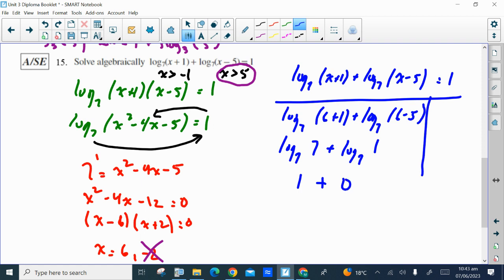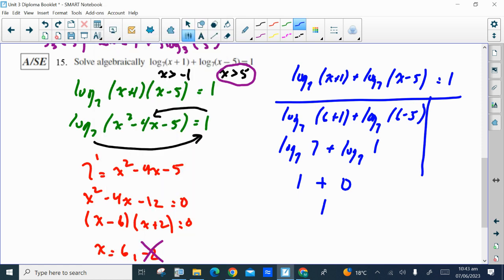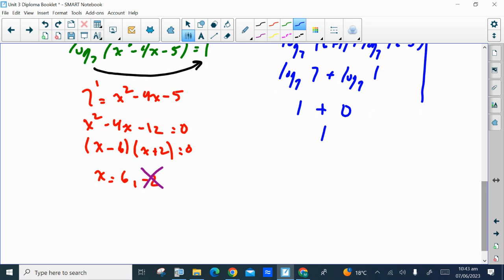That's asking 7 to what power is 1? 7 to the 0 is 1. And if you use the change of base identity, log of 1 divided by log of 7, it does give you that value of 0. And obviously 1 plus 0 is 1, so it checks. Get the same thing on both sides.